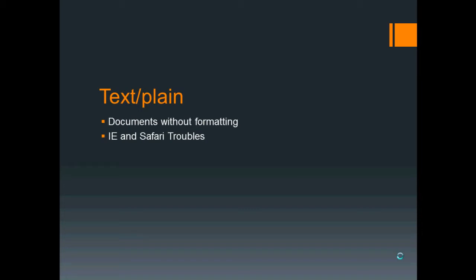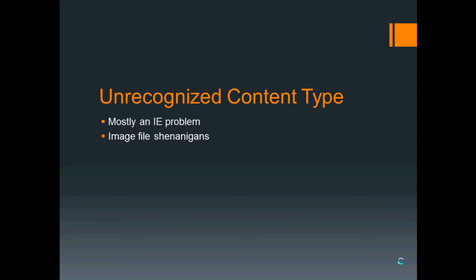Mostly the two browsers that had trouble with this are Internet Explorer and Safari. So unrecognized content type is mostly an IE problem. IE tried to do so much content validation, content type checking, and content sniffing that it actually caused problems. One of those problems can be seen in image files. Say a user supplied a JPEG image but never validated it. It could be treated as HTML.